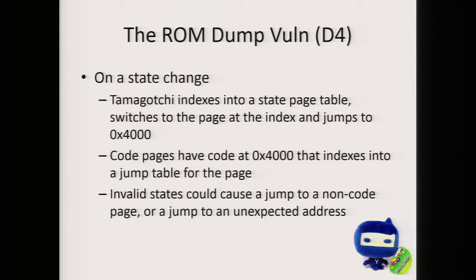Well, it turns out when the Tamagotchi does a state change, it jumps into the state table. But what it actually does is it pulls a page number out of that table and then jumps into address 4000 there. And then at address 4000 in that page table, it has code that will make you jump into another jump table. So this means that invalid states could do a few things. They could jump to a non-code page, they could jump to an unexpected address, they could bring up an invalid page, lots of options there.